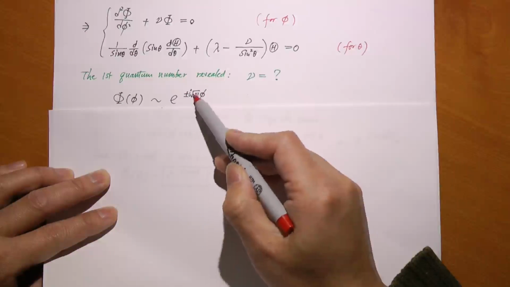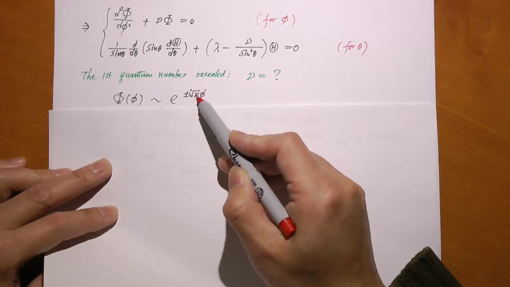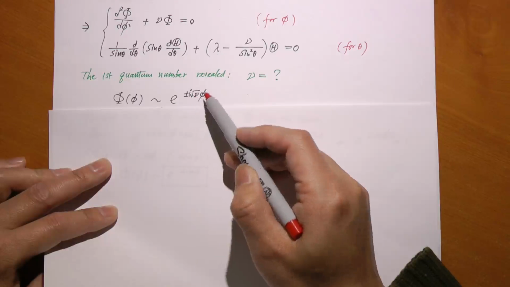e to the plus or minus i square root of nu times phi. Now, if nu is a positive number, then the square root of nu is a real number, and you get e to the plus or minus i times a real number times phi.